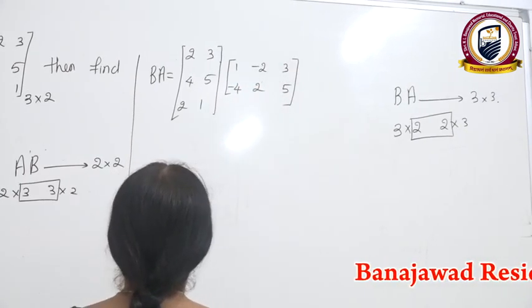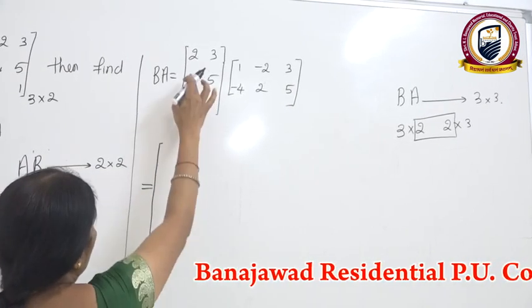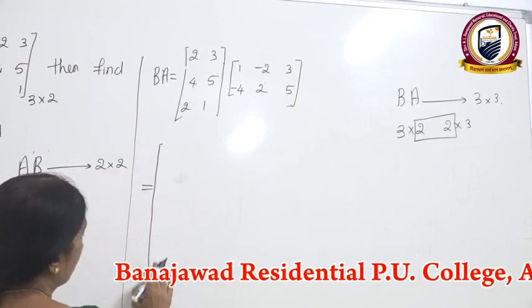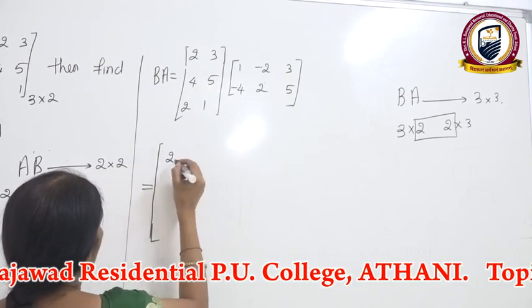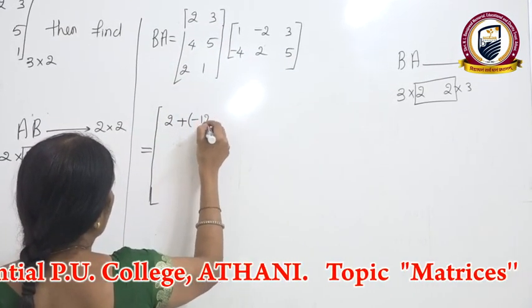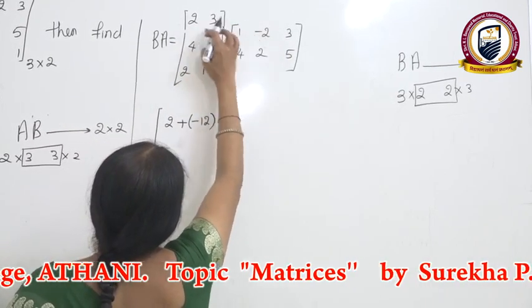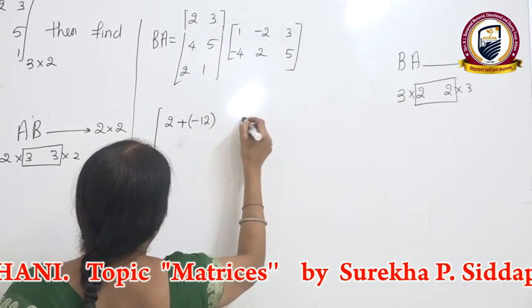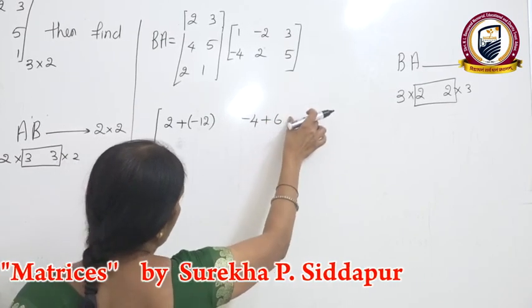After writing this, similarly like previous, row with column. First row with first column. In that, corresponding elements, 2 into 1, 2, and plus 3 into minus 4 will be minus 12. Leave some place. 2 is the first row with second column. Minus 4 plus 6. Again leave some place.